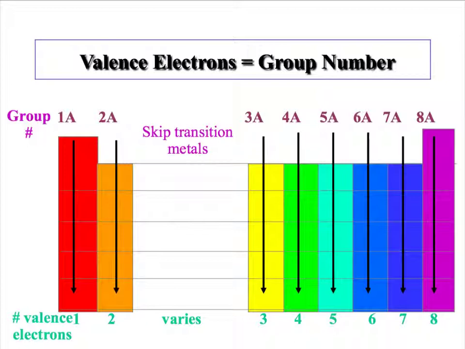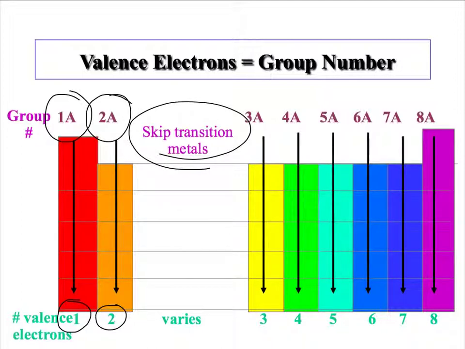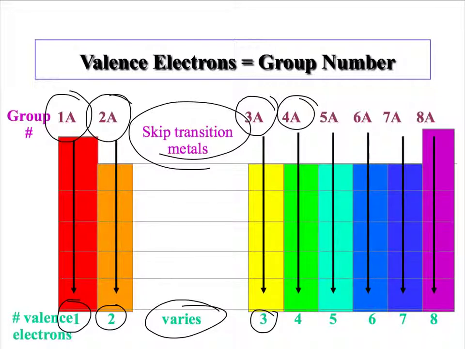If we take a look at the periodic table, group 1A is going to have 1 valence electron. Those two things go together. Group 2A is going to have 2 valence electrons. You skip over the transition metals because their valence electrons vary. Pick up again after the transition metals at group 3A, the boron group. It has 3 valence electrons. Group 4A, the carbon group, has 4 valence electrons.